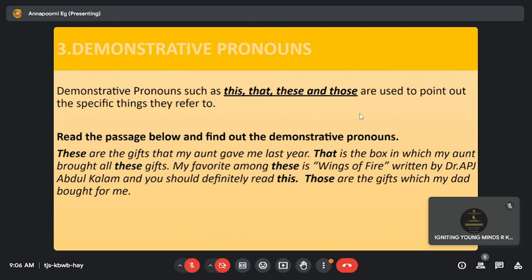Out of this, we have to understand one more thing, that this and these are nearer. Out of this, we said that 2 of them are singular, 2 of them are plural. This and that are singular, these and those are plurals.